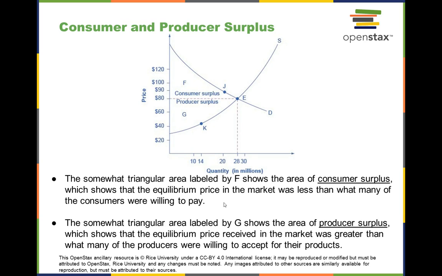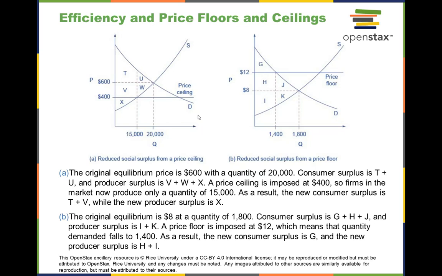The somewhat triangular area labeled F shows the consumer surplus. And the reason it says that is because every point above this equilibrium, the consumer would have had to pay more money. And not shockingly, the opposite of that is the producer surplus. Every point below that, the producer would have gotten less money. The somewhat triangular area labeled G shows the area of producer surplus. So F is consumer, G is producer.